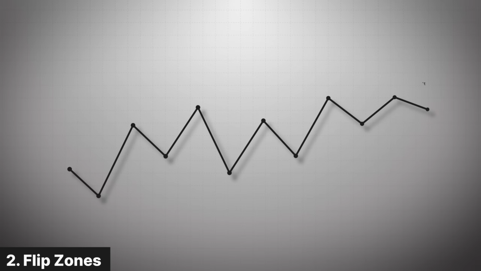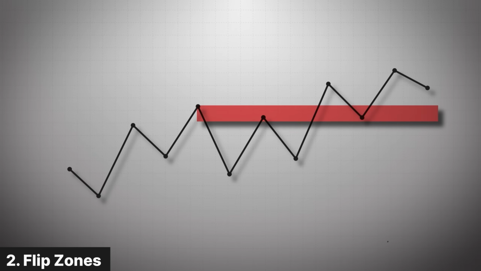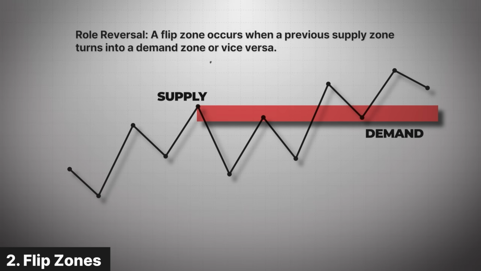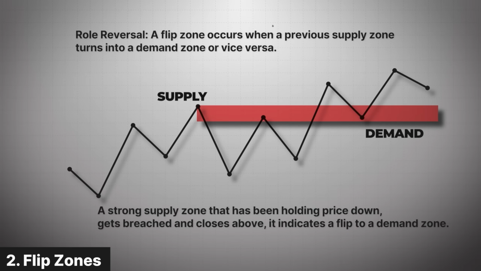Another key concept is the idea of flip zones. This is when a previous supply zone turns into a demand zone, or vice versa. For example, let's say you have a strong supply zone that's been holding price down for a while, but then suddenly price rips through that level and closes above it. That's a pretty good indication that the zone has flipped from supply to demand and could now act as a support level for future pullbacks.